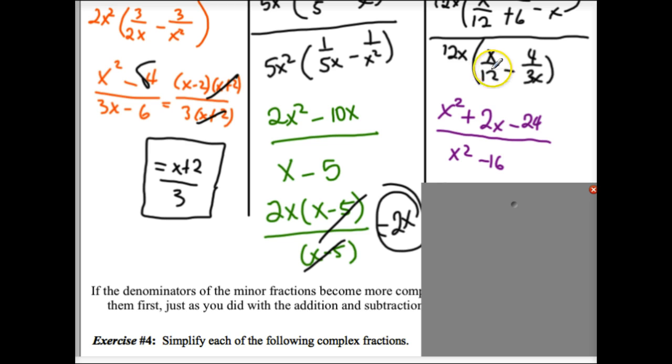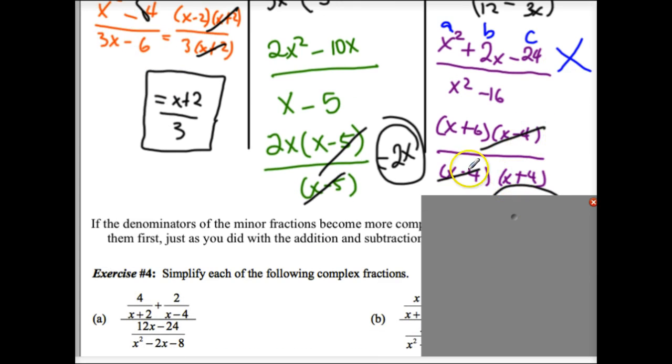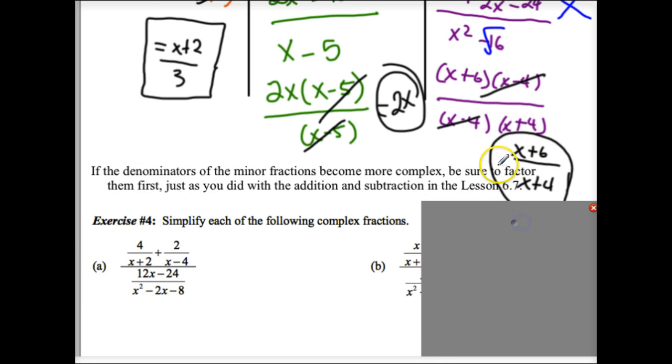Same thing I do at the bottom. The 12 cancels, x squared, and then that works out to be 16. I factor these down. This is my A, this is my B, and this is my C. Using the X method, I'm left with x plus 6 and x minus 4. These cancel. They both have an x minus 4 in common. Remember, this bottom is a difference of squares where you take the square root of that. And since that's canceled, your final answer will be x plus 6 over x plus 4.